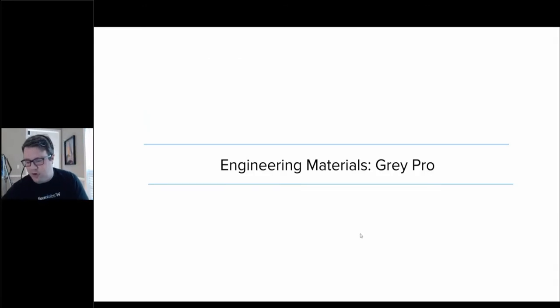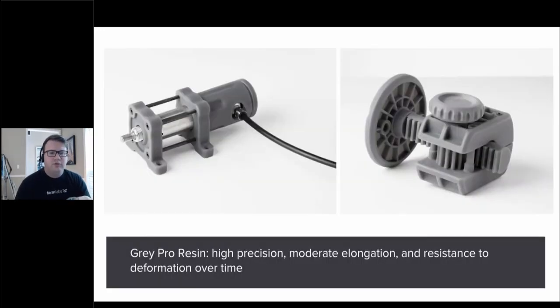Next is our Gray Pro material. This material actually has a similar base material to the rigid resin, just without the glass fill. So this material is very precise. It's got moderate elongation and resistance to deformation over time, just like the rigid resin. The main difference is without that glass fill, it's got a little bit more flex to it. You could probably make a snap fit with this material. Really tough resin's a little bit better for that because it elongates a bit more.